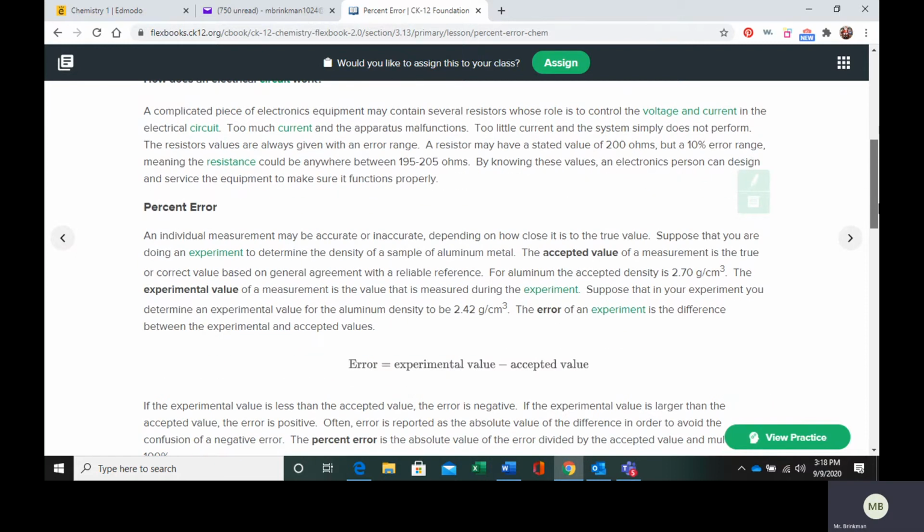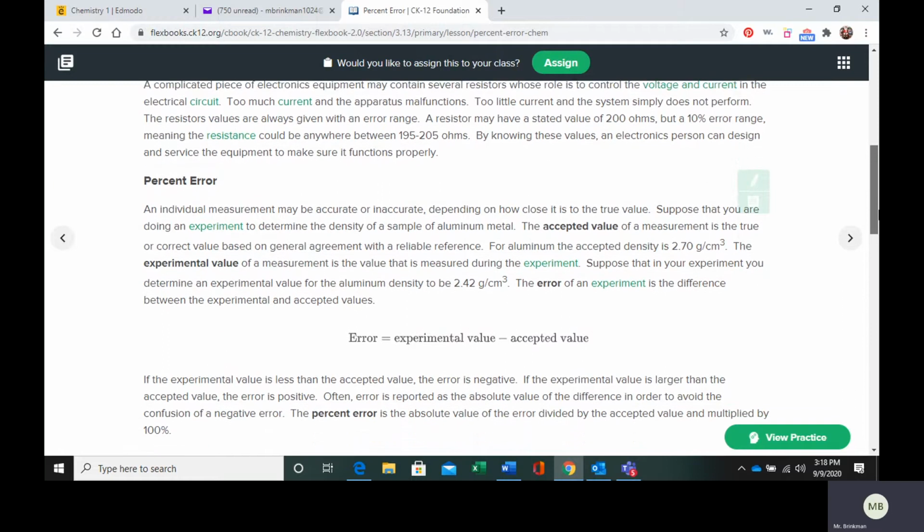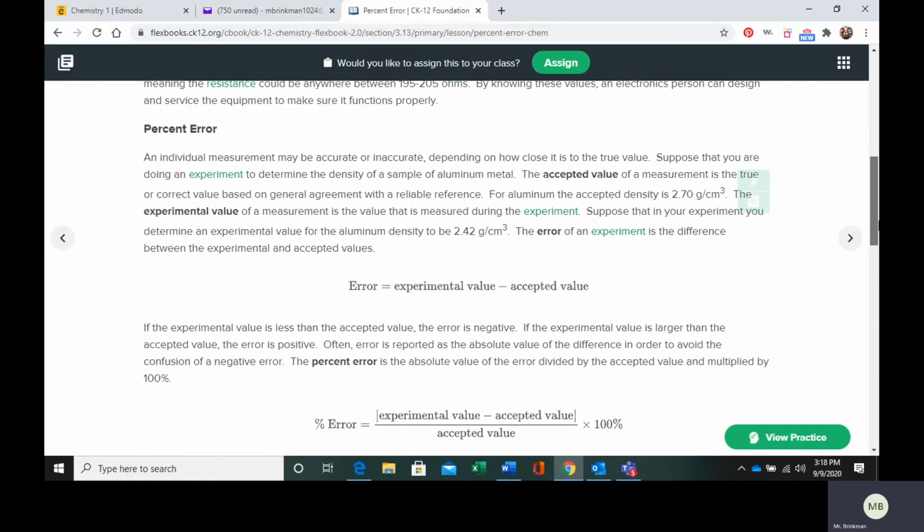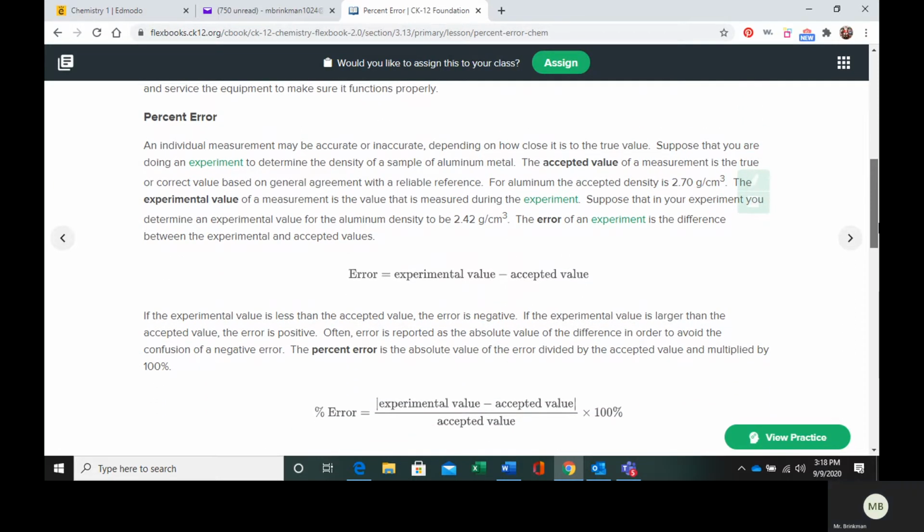Percent error is actually a pretty easy concept. Suppose you are doing an experiment to determine the density of a sample of aluminum. The accepted value is going to be the correct value based on the general agreement with reliable reference.